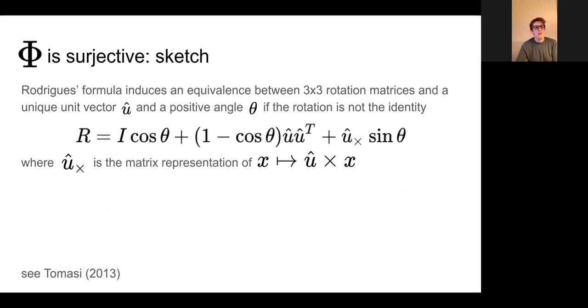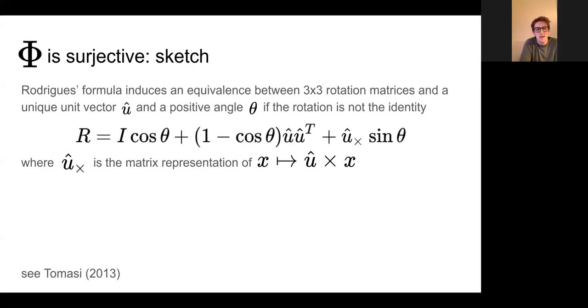So in showing that phi is a quotient map, we first need to show that it's surjective, which means that given an element of SO3, we want to find a unit quaternion that matches. So we have this formula called Rodrigues's formula that induces an equivalence between 2 different representations of SO3, one being the 3×3 rotation matrix that we know and love, and the other a unique unit vector u hat and a positive angle theta if the rotation is not the identity.